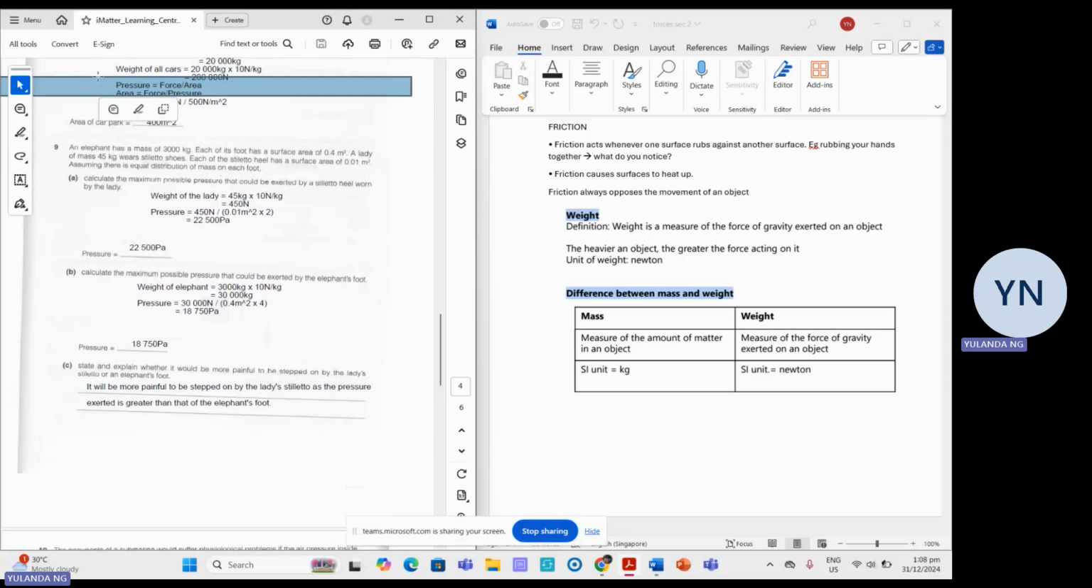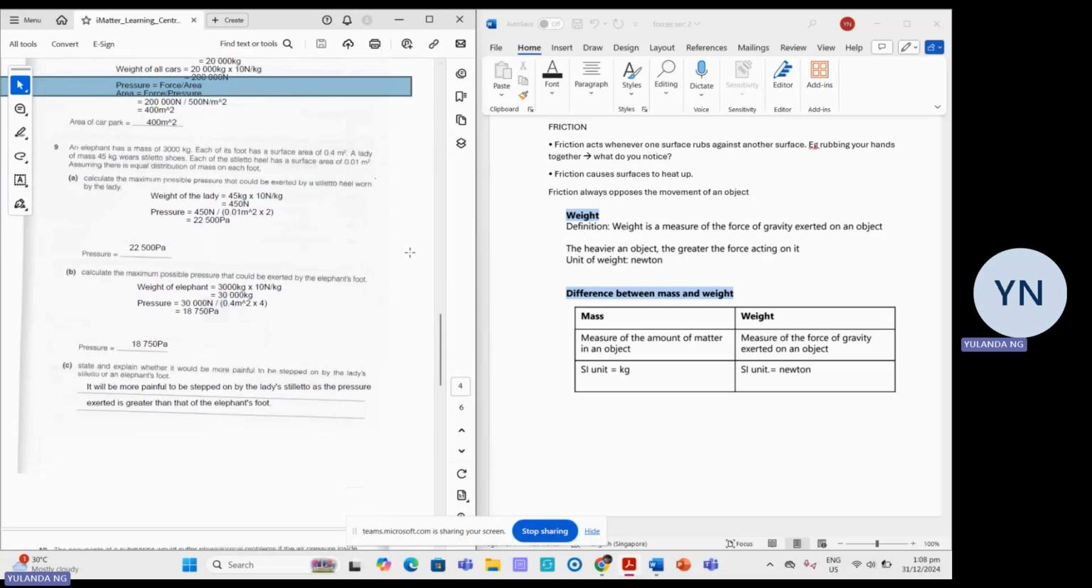Okay, this question, because there are two pieces of information given, one for the elephant, one for the heel. But now part A only wants the heel, so you should focus on two numbers only, the 0.01 meter squared and the 45 kg. Okay, now we need to find pressure. What is the formula for pressure again? It will be force over area.